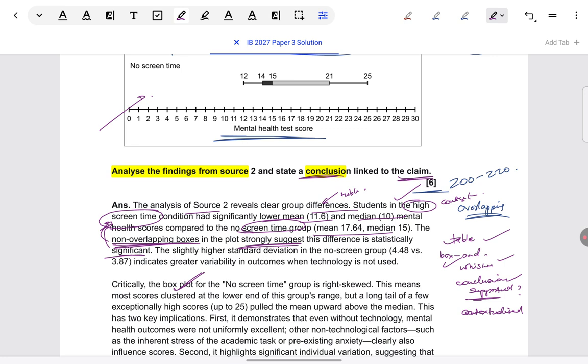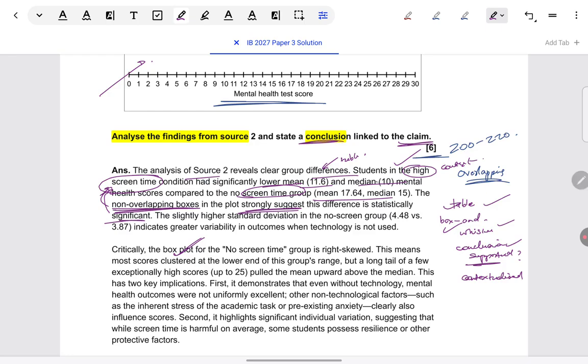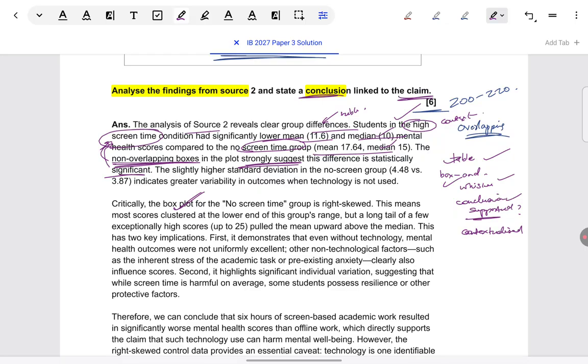Think of it this way: you don't need to write immediately, but you will have to write in the conclusion. So keep thinking about the larger claim in your mind. Once you write about the central tendencies difference, what is it telling you about the larger claim? Just think about that. Okay, then of course standard deviation is also there on the table. We can't just neglect that.